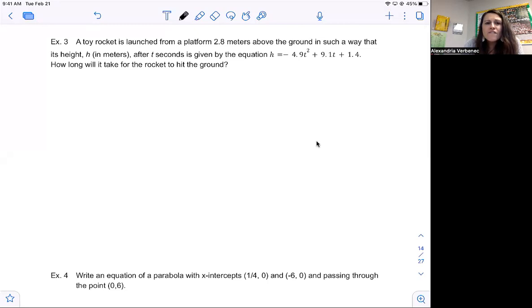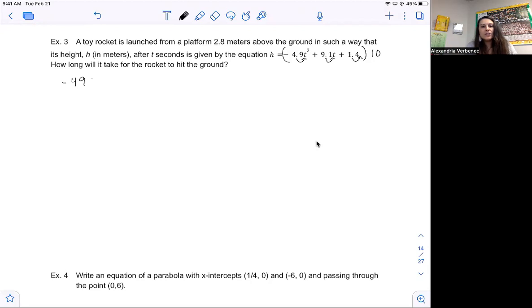All right, the very first thing that we're going to do is get rid of the decimals. Now, you may not know how to do this off the top of your head, but in order to get rid of the decimals, we're going to multiply all of the numbers by 10. Or another way to think of this is just move all the decimal places over the same amount. That's important. So I'm going to rewrite this as negative 49t squared plus 91t plus 14 equals 0.